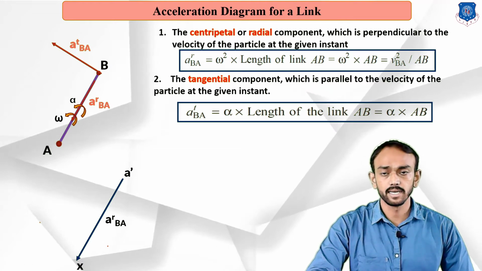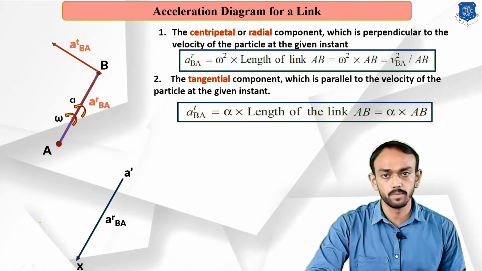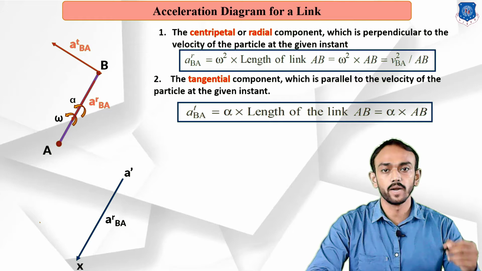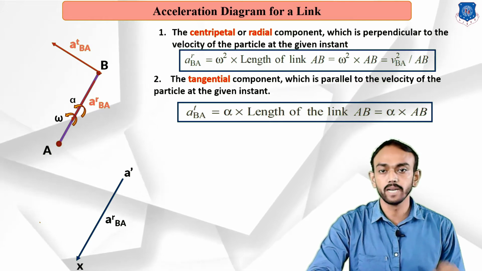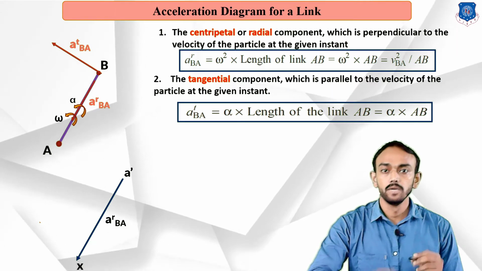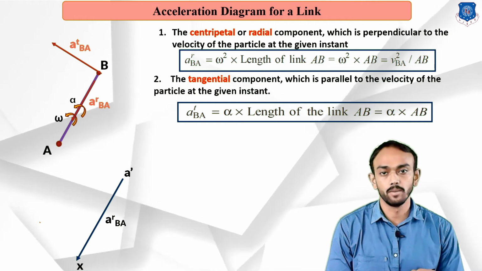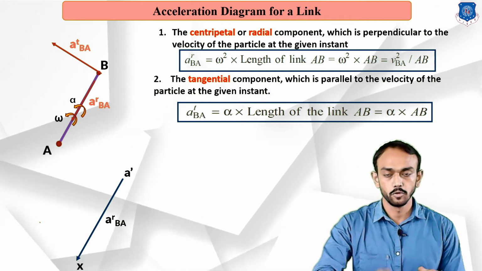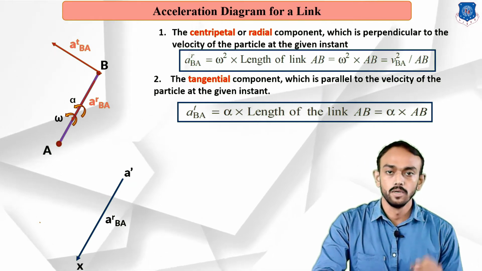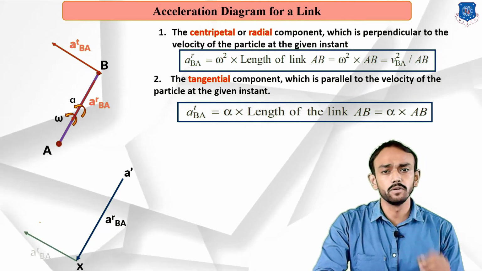This point we take as X because it is an intermediate point. It doesn't reach point B right now, so let's take the intermediate point X. Now we will draw the tangential component of acceleration. As you know, it is parallel to velocity, or I can say perpendicular to the link.